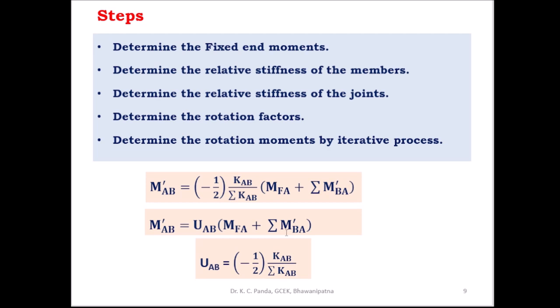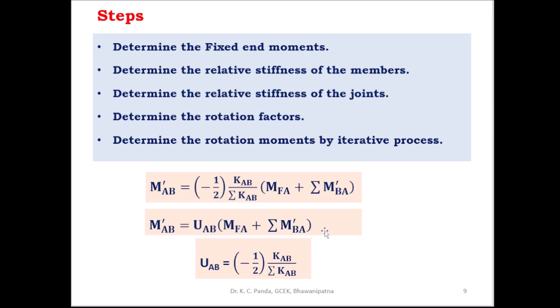If the end is fixed, you also take the far end rotation moment as 0, and if the end is not fixed, you still assume the far end rotation moment is equal to 0. Then in the subsequent cycle, you take the rotation moment you got from the first cycle, and use it in the second cycle. Then you continue the iterative process.